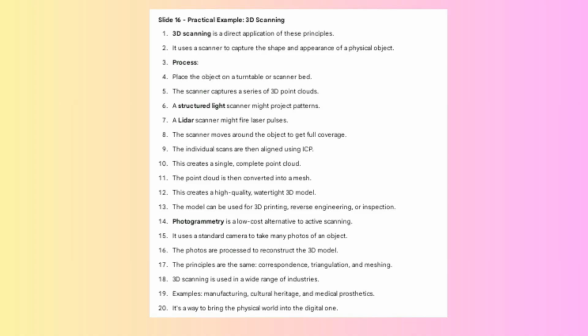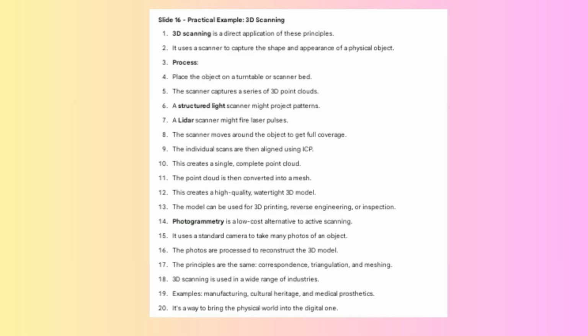Since each scan is in its own coordinate system, the next step is to align all of them into a single comprehensive point cloud using a method like ICP. Once we have our complete point cloud, we convert it into a mesh using an algorithm called Poisson surface reconstruction. The final result is a high quality, watertight 3D model ready to be used.